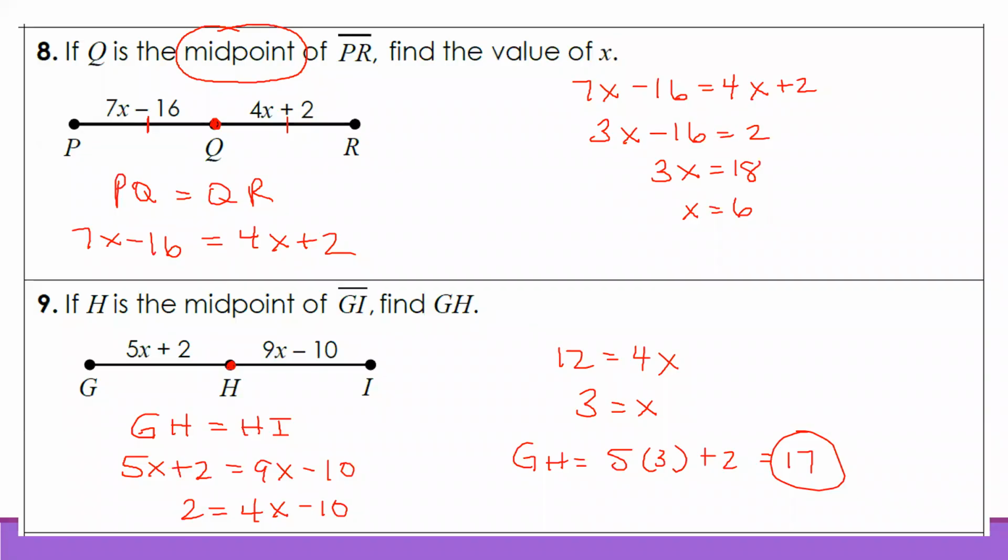So we know that GH has to equal HI, which means that 5x plus 2 has to equal 9x minus 10. We solve for x and we get x equals 3. Taking that 3, we substitute into for GH, and we get that GH equals 17. If you wanted to just make sure and check, you could take that 3 and plug it in for the x over here, 9x minus 10. 9 times 3 is 27, minus 10 is 17. They are both 17, so that makes sense. Since H is exactly in the middle, GH has to equal HI.